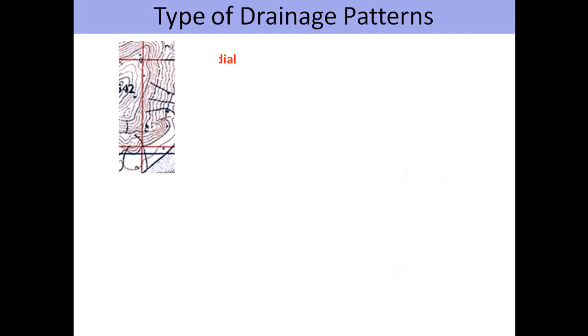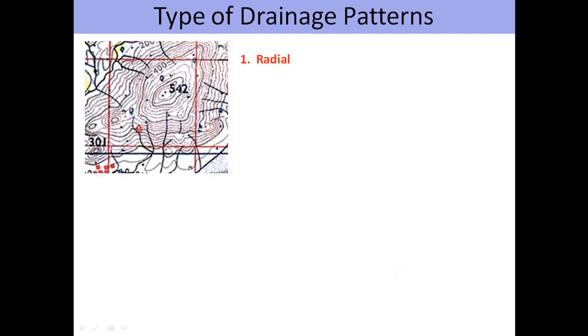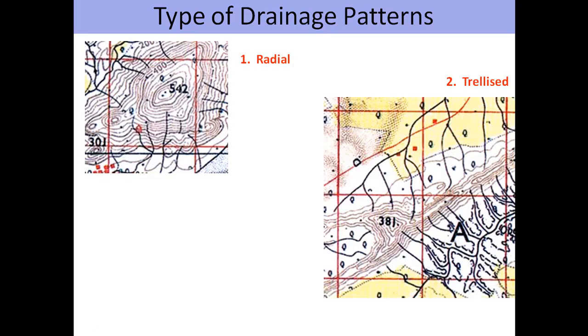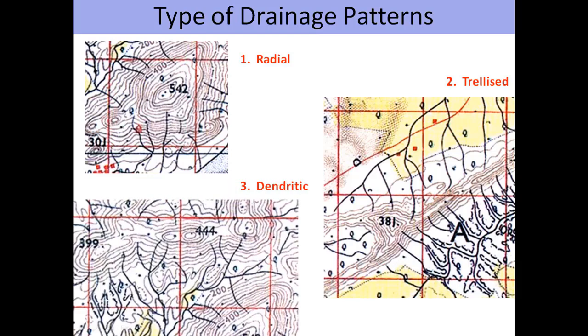Now we'll learn what are the type of drainage patterns. First one, radial. Second, trellised. Third, dendritic. In radial drainage pattern, name itself suggests that the streams originate from a particular point, it flow towards all directions. As you can see, the contour lines are representing a small conical hill, and the height of the hill is about 542 meters.